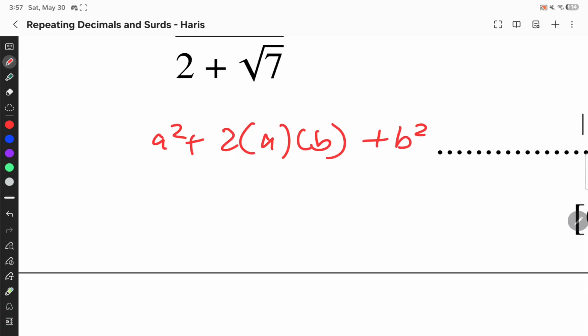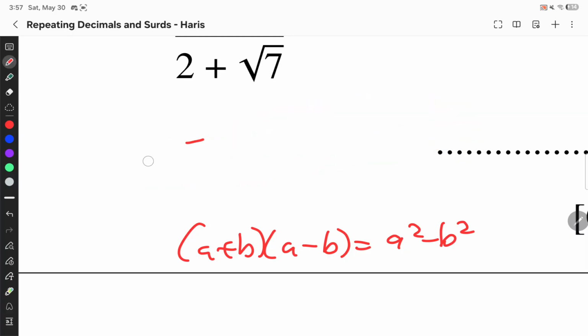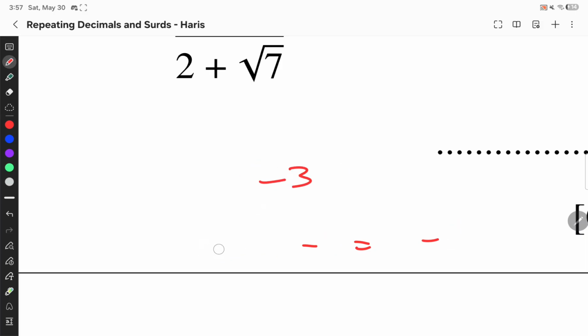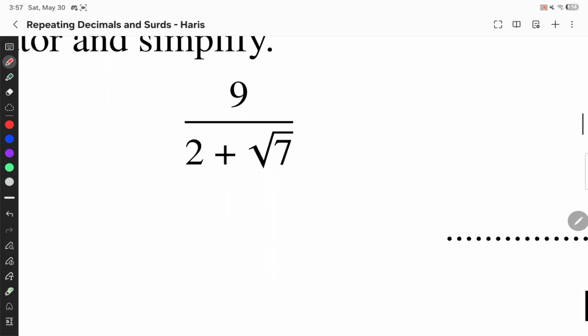We know an identity which does this. A plus b, a minus b is equal to a squared minus b squared. There is no ab term here. It is only the squares. And if you plug this in, we get 2 squared minus root 7 squared. This is 7, this is 4, this leaves us with negative 3. Using this, we can apply this property like so. In my notes, I said we apply the conjugate.